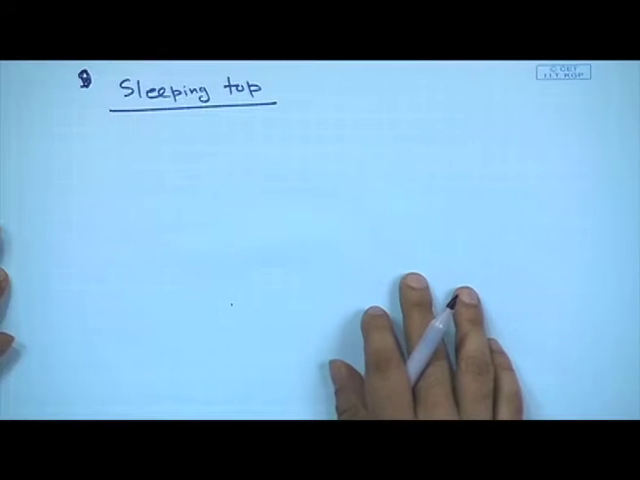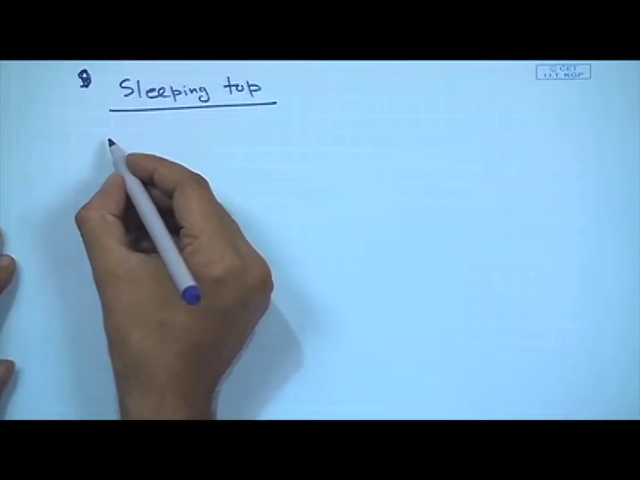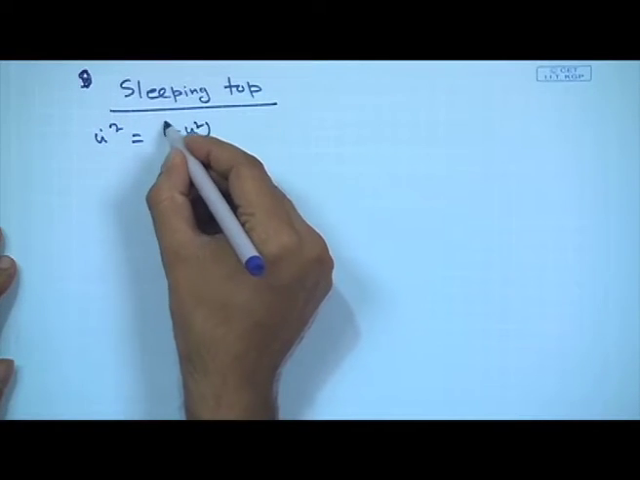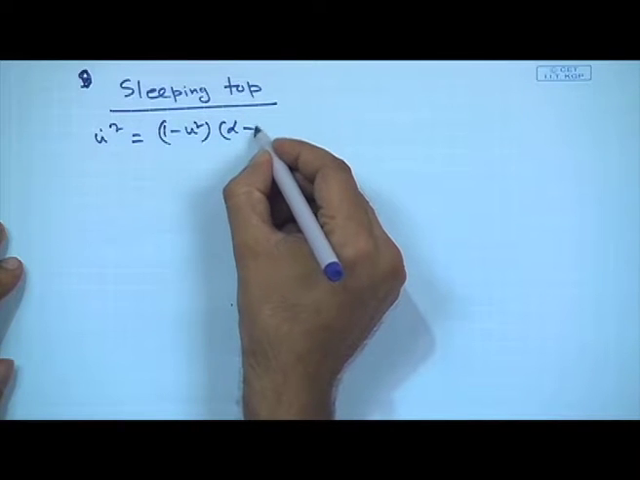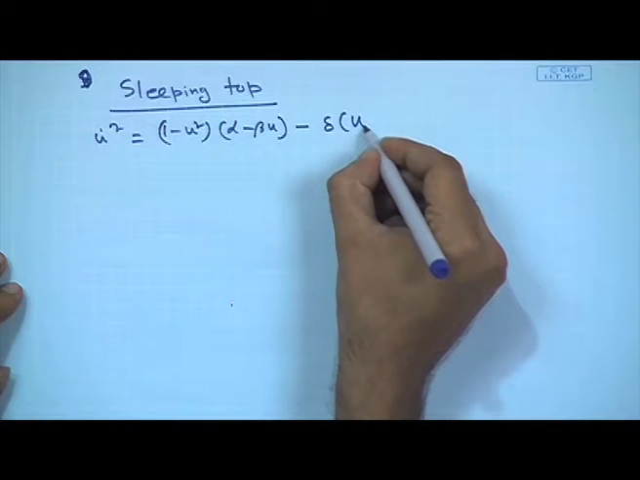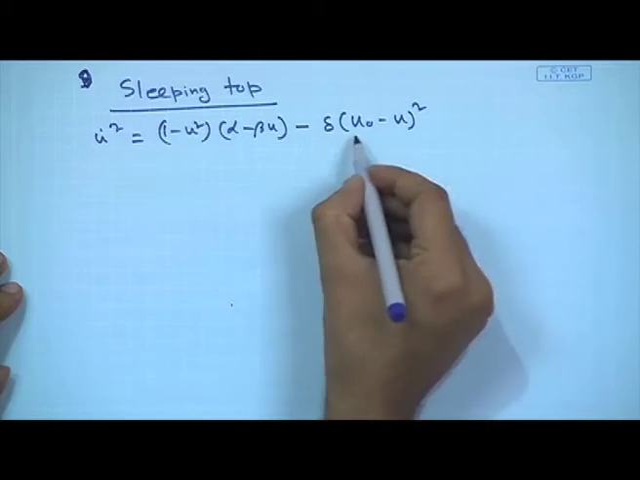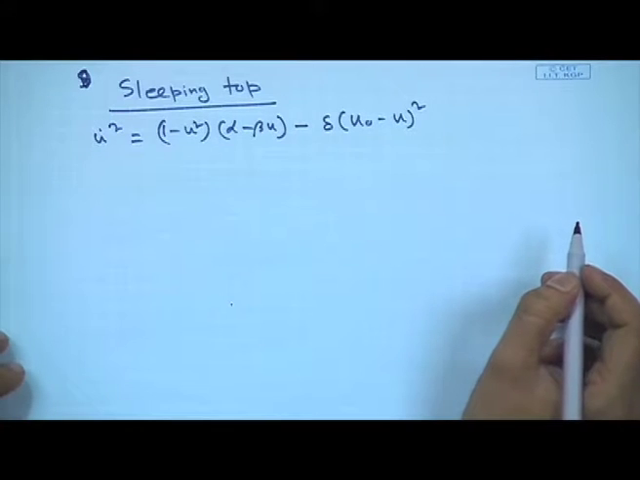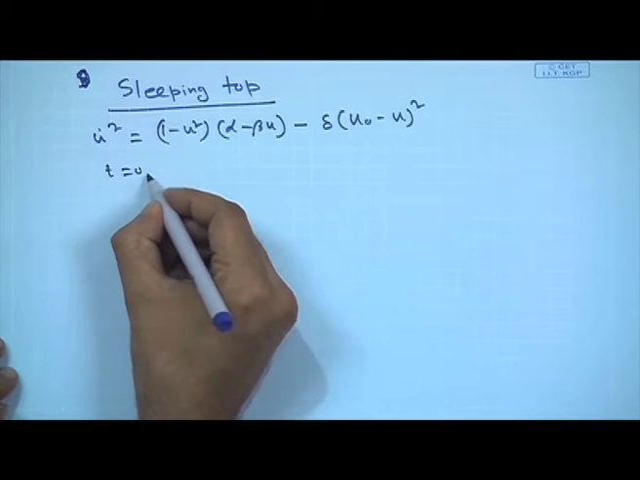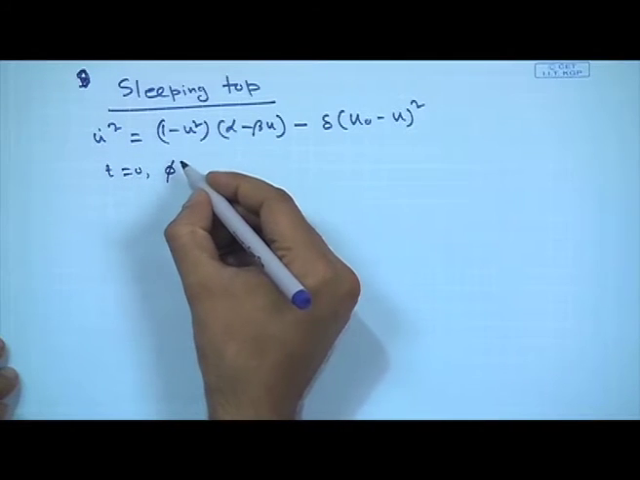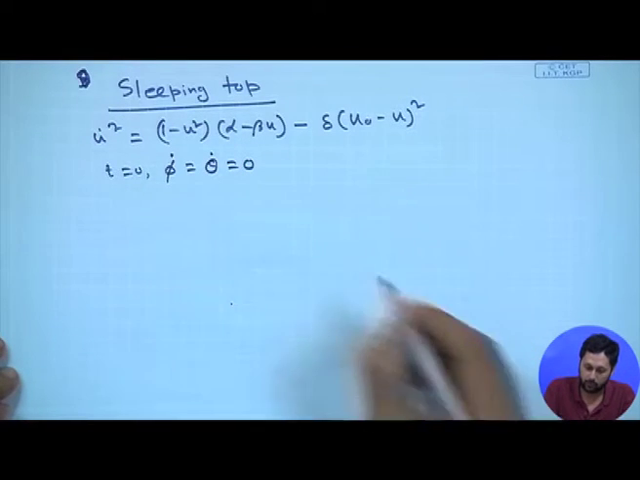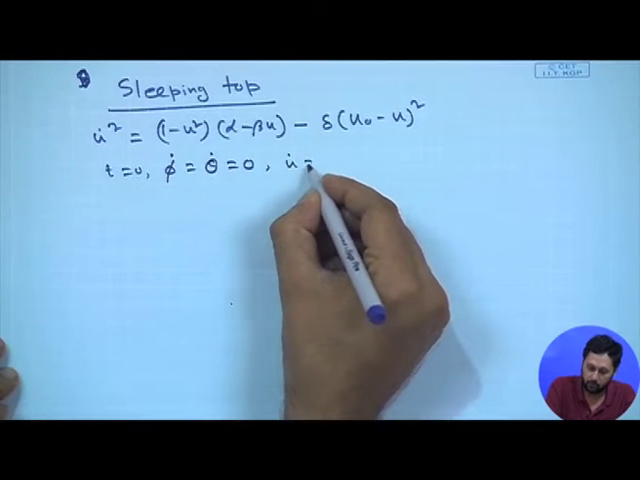Slipping top. So, let us start once again with this equation: u dot square is equal to (1 minus u square) times (alpha minus beta u) minus gamma (u0 minus u) whole square, u0 being the initial condition. Now, let us assume that we are starting with an initial condition that at t equal to 0, phi dot is equal to 0, which we have already seen, and also we are taking theta dot equal to 0, that means at u equal to u0, u dot is equal to 0.